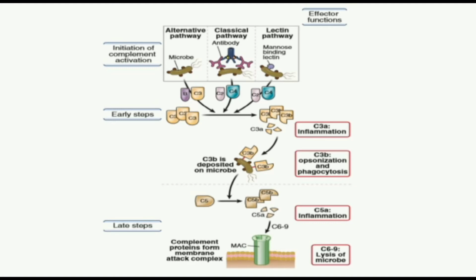After these complement pathways are activated, it leads to the production of C3b, which initiates the late step of complement activation. The peptide byproducts released during complement activation include the inflammation-inducing C3a, right? When C3b binds to microbes, opsonization and phagocytosis take place. After that, C5a activates inflammation, and in the late step, C6a is responsible for the lysis of microbes.